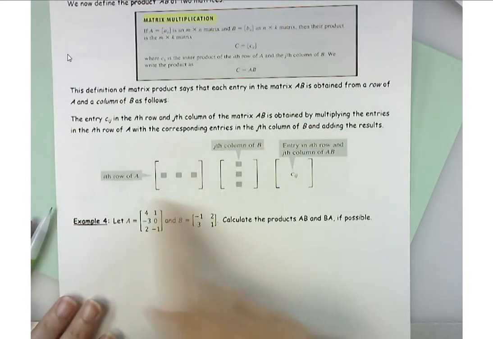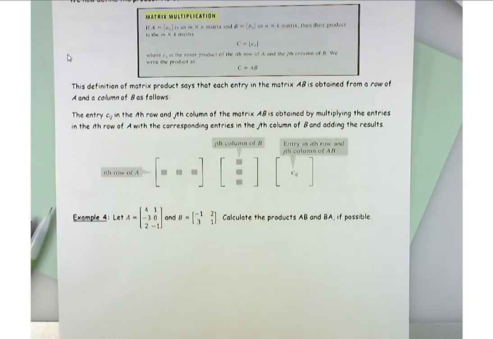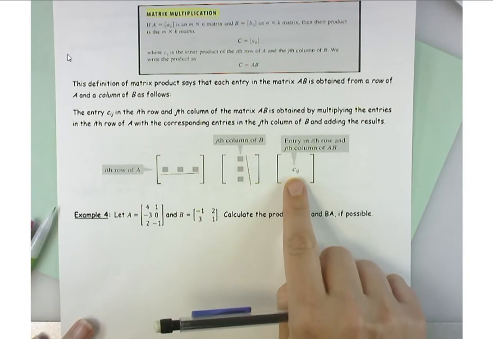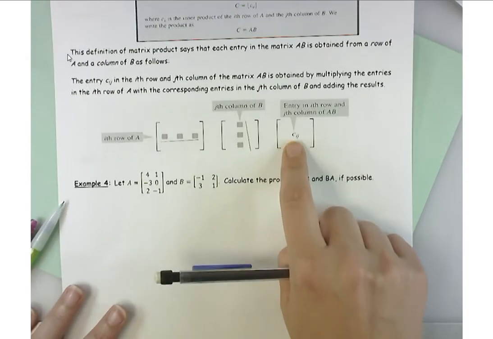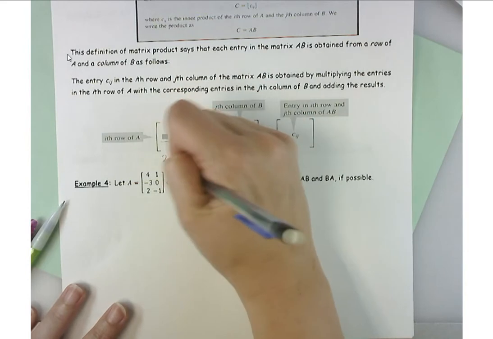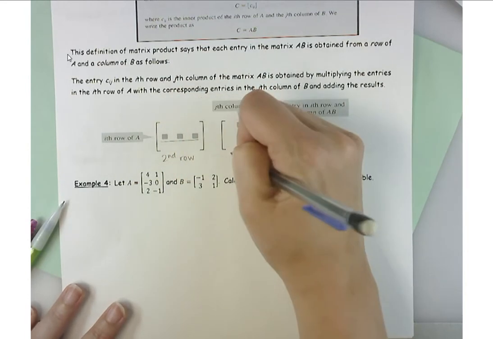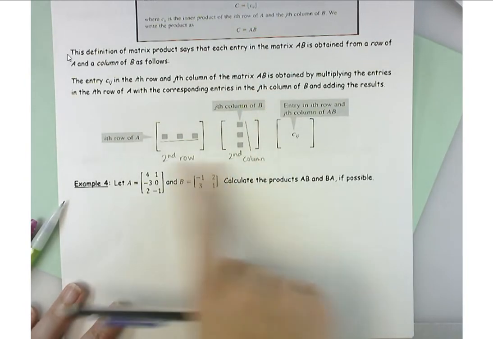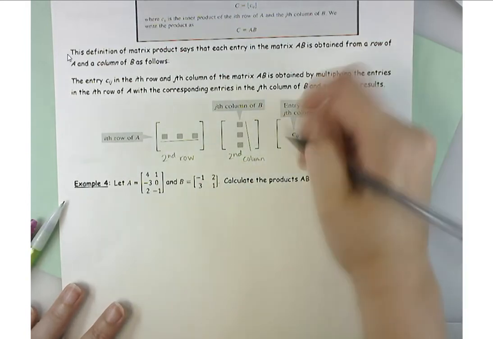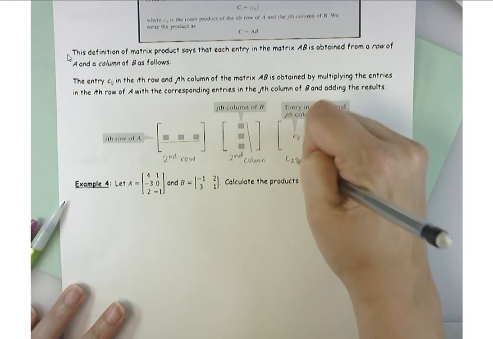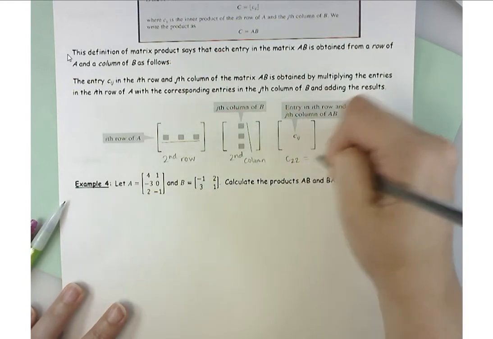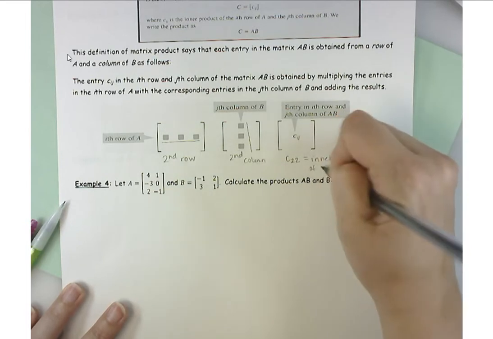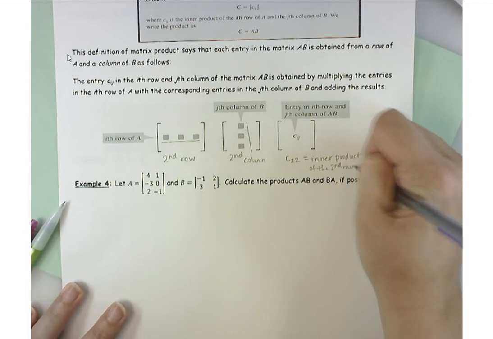We're going to look at this in a different format. So if this is the ith row and the jth column, okay, this is where your entry is going to go. We're just going to add some specifics to it. Let's say this is the second row. Okay, if we multiply the second row by the second column, then that inner product that you found is going to be C22. Okay, and that's the inner product of the second row, second column.